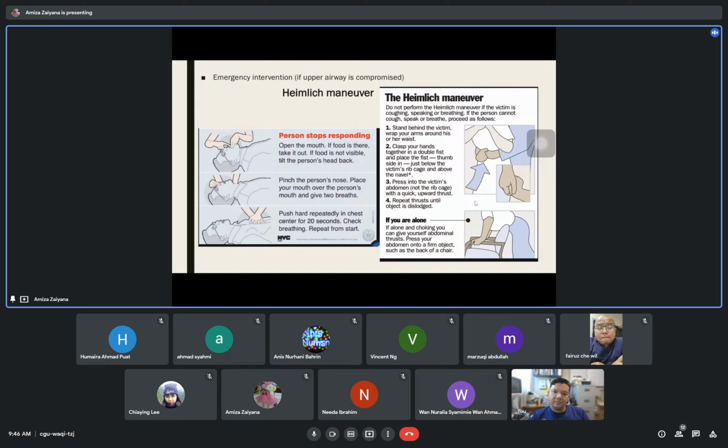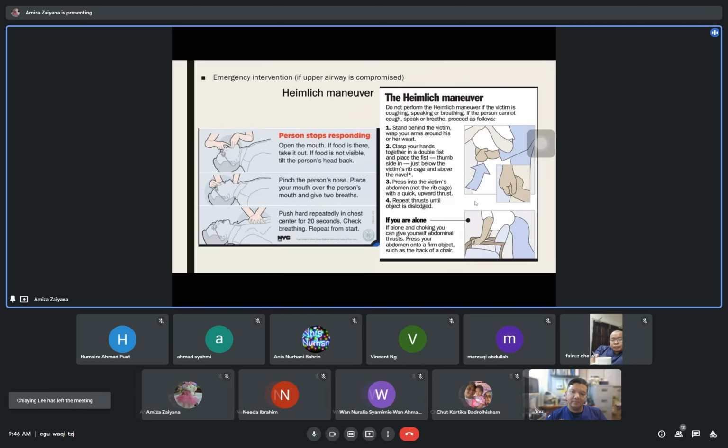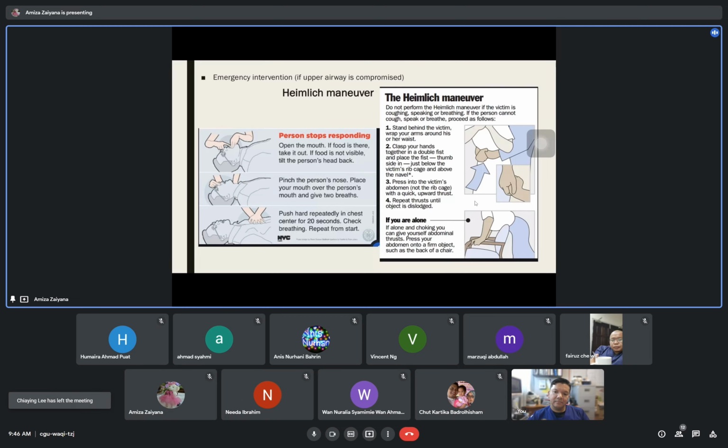For management, emergency intervention, we can use the Heimlich maneuver. The Heimlich maneuver is what we always learn in basic BLS. We stand behind the victim, wrap our arms around his or her waist, and clasp our hands together in a double fist, placing the fist with the thumb side in, just below the victim's rib cage and above the navel. Press into the victim's abdomen, not the rib cage, with a quick upward thrust, and repeat the thrust until the object is dislodged.